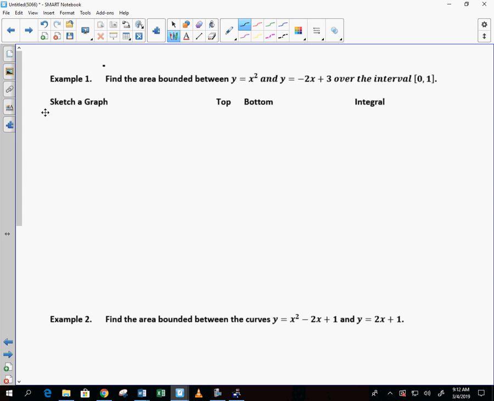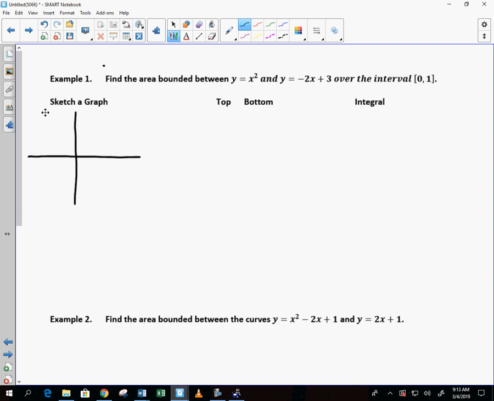Stop by my room. Okay, find the area bounded between y equals x squared and y equals negative 2x plus 3 over the interval 0 to 1. Okay, so this is a big question that people have. How do we find this area? The first and probably the biggest challenge for you guys is going to be, can we actually see the area at hand? So you have to be able to sketch the graph.